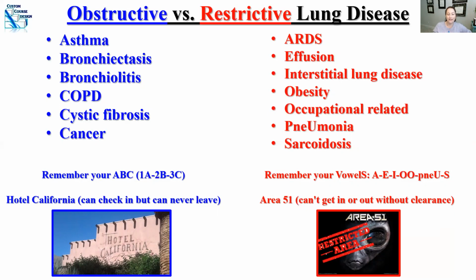In restrictive, I think about restricted area, Area 51. You can't get in or you can't get out without clearance. So in restrictive disorder, air can't get in and it can't get out. This one I say, remember your vowels: A, E, I, O, and then U is pneumonia, S. ARDS, effusion, interstitial lung disease, obesity, occupationally related pneumonia, and sarcoidosis. So that's how we're going to keep those straight.